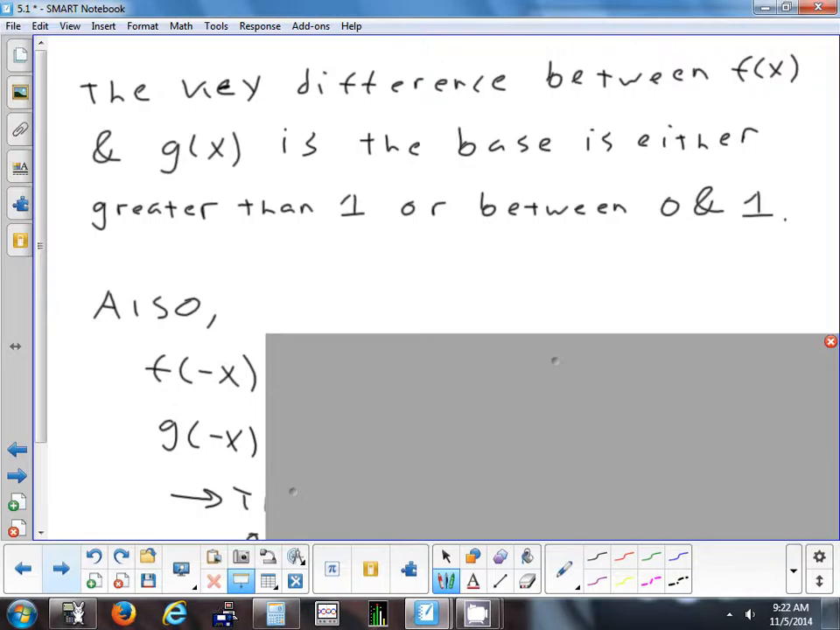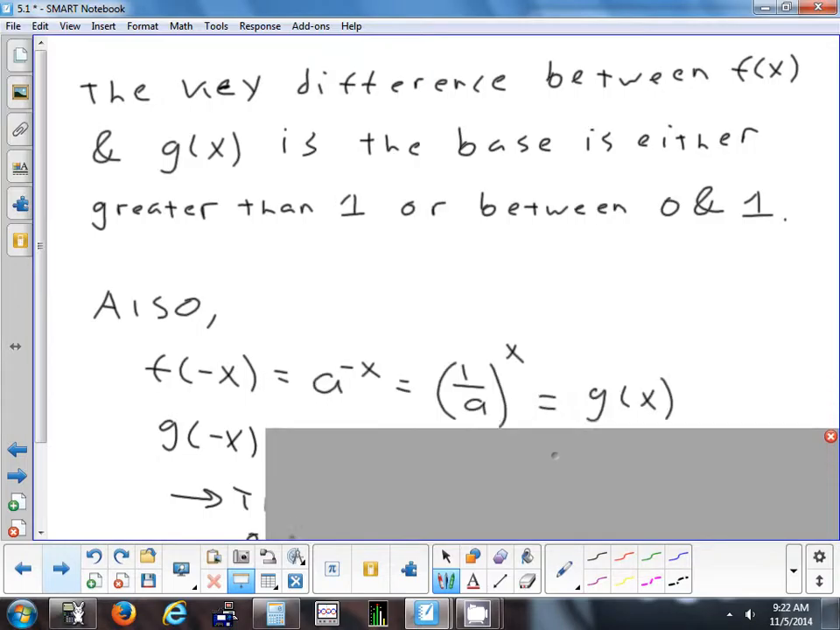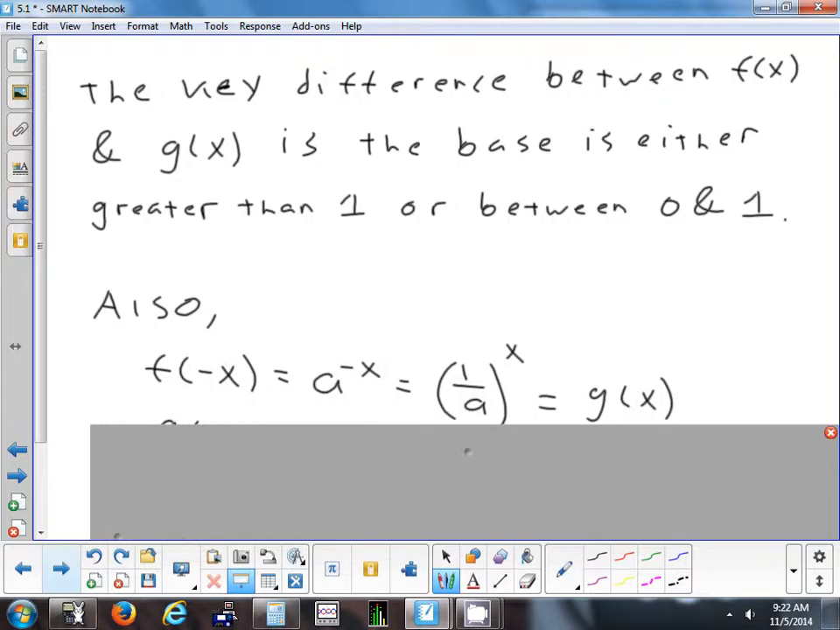Okay, also, we said earlier that those two functions were kind of mirror images of each other. They just looked like they were. But if we actually wanted to prove that they are mirror images, what you have to do is take one of your functions and replace all the x's with negative x's. And watch what happens.